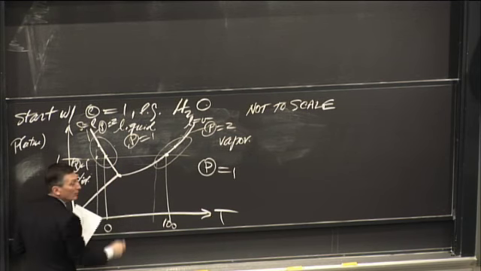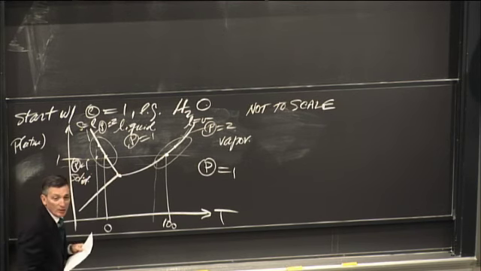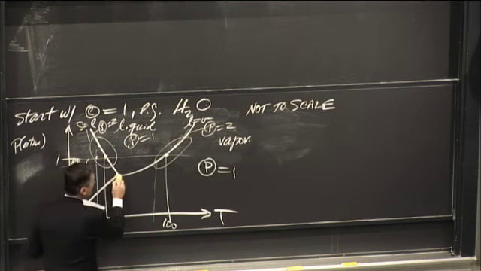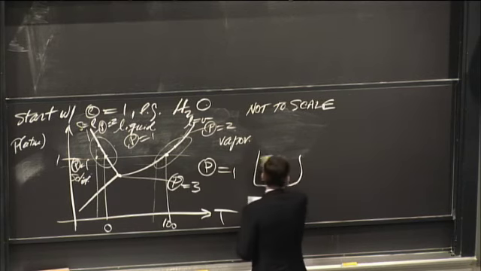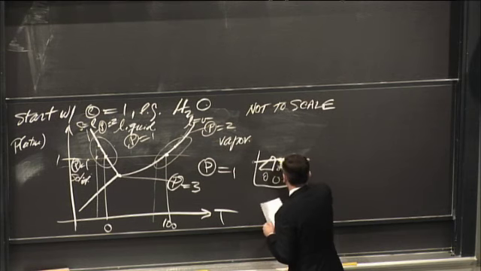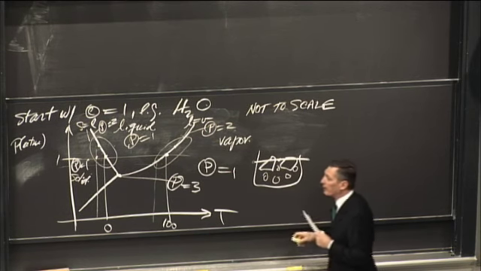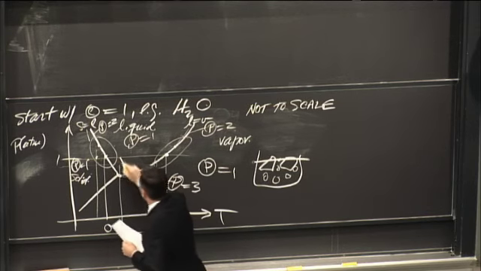Look at this one. This is liquid-vapor. This is solid-liquid. All three of them coexist here. This is P equals 3, which means ice cubes floating in boiling water. And this happens at only one point. It's called the triple point.